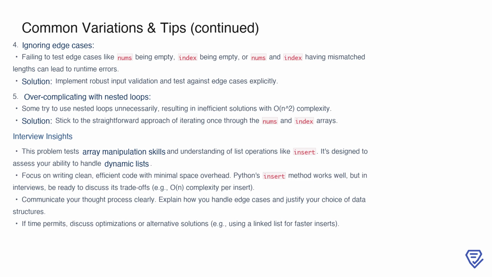From an interview perspective, this problem is designed to test your array manipulation skills and your understanding of operations like insert. It's important to show that you can work with dynamic lists effectively. While Python's insert method is a convenient choice, be prepared to discuss its trade-offs, such as the O(n) complexity per insertion. During interviews, clearly explain your thought process, highlight how you handle edge cases, and justify your choice of data structures. If time allows, you can also discuss potential optimizations, like switching to a linked list for faster insertions.